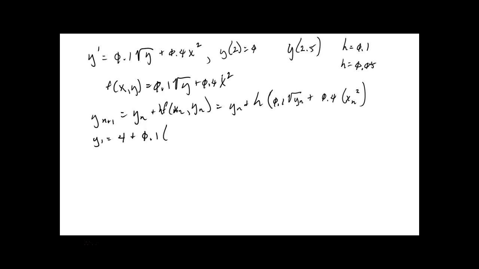Okay. That's a 4. Y of 2 is equal to 4. That's the original problem. That's y of x is equal to y of x1 is equal to y of x0 is equal to y0. So your initial y is 4, your initial x is 2. And then we're going to step up by 0.1, trying to get to 2.5. And that's where y1 is coming from. Yeah, this is y0.